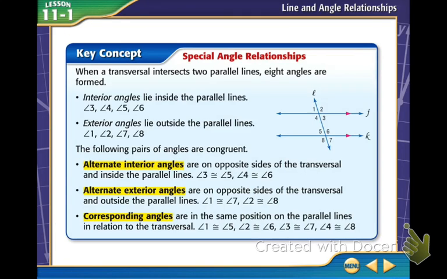Okay, now we're going to look at some special angle relationships that happen when we have two parallel lines being cut by what's called a transversal. So two parallel lines would be like here, and we're going to cut it with the transversal. So here's our two parallel lines, J and K, and cutting across it is our transversal, L.